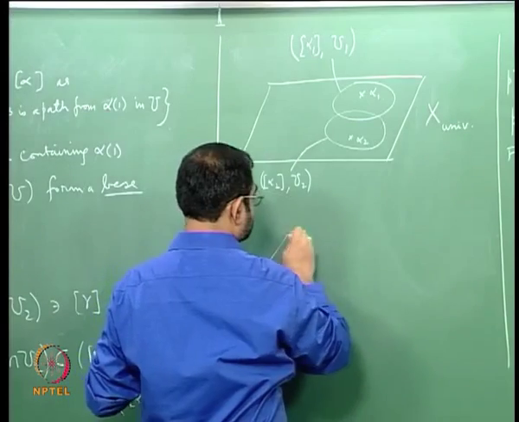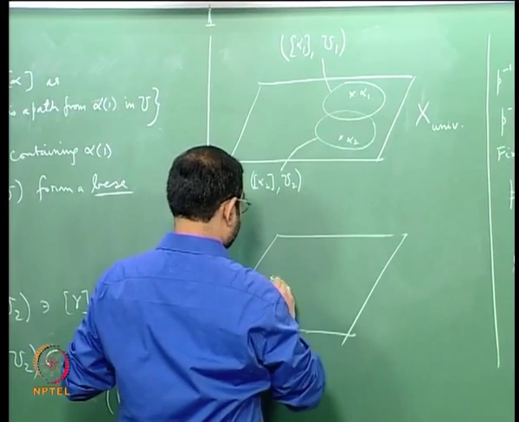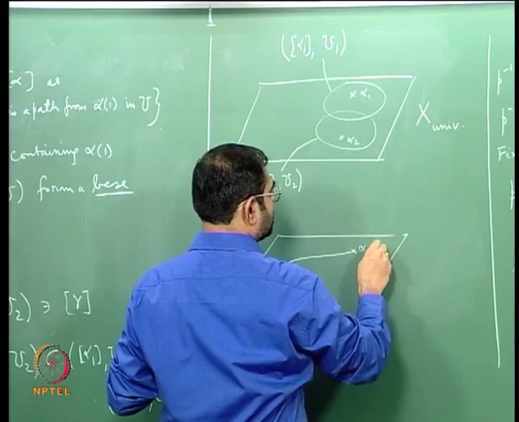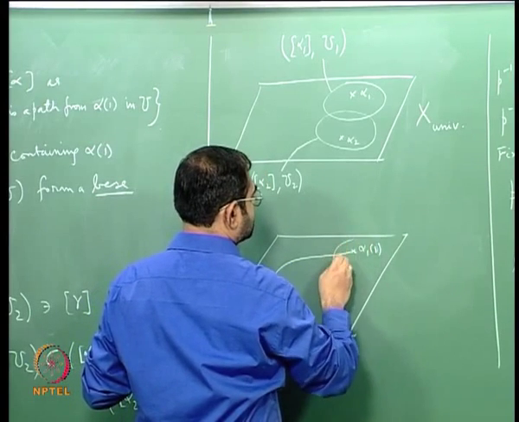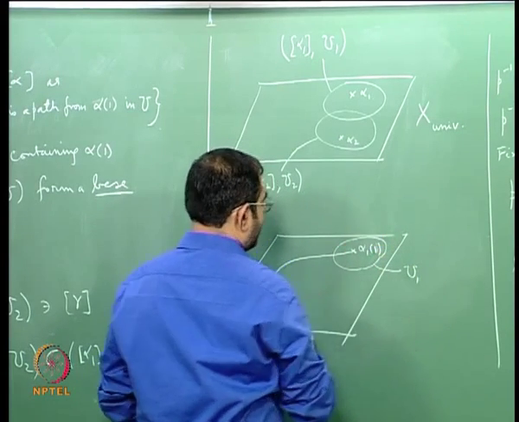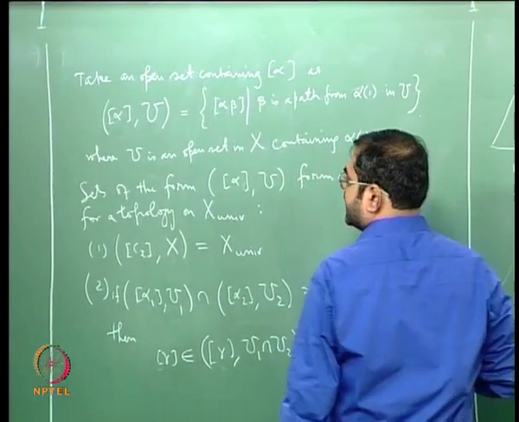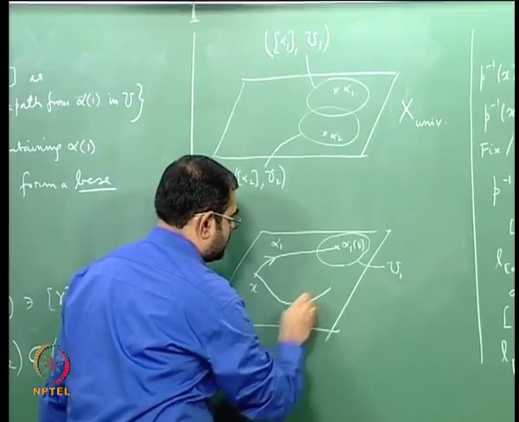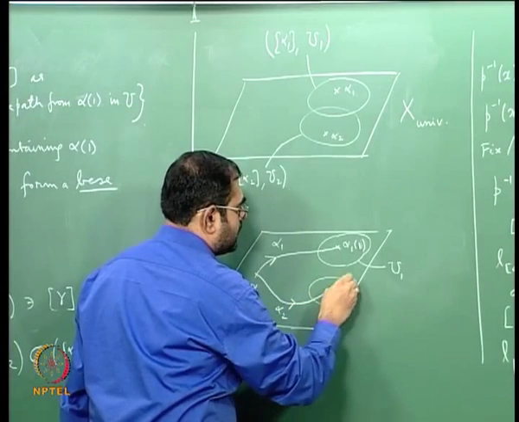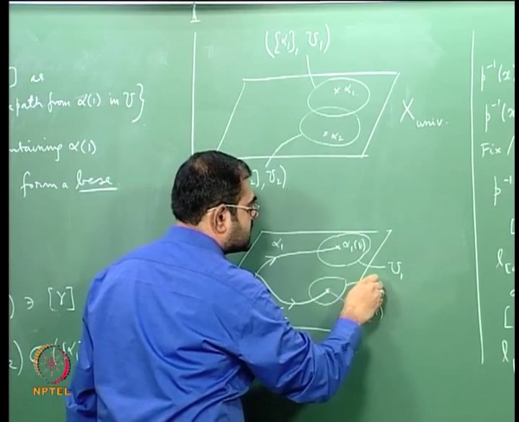And how does it look like below? So this alpha 1 corresponds to a path from x to alpha 1 of 0, alpha 1 of 1, and there is this open set u1 that I have chosen as a neighborhood of this point, and then you have another path alpha 2, and the endpoint is going to be alpha 2 of 1, and this set is going to be just u2.